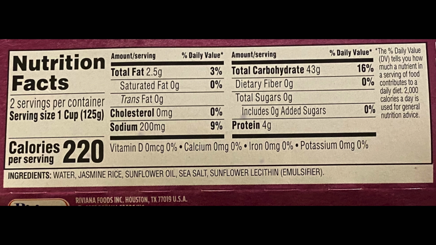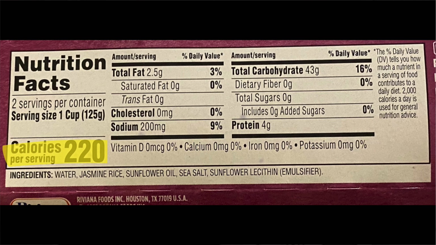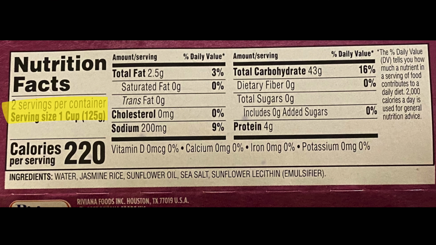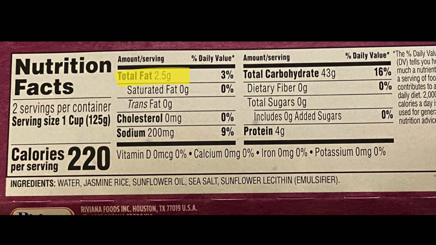For example, I'm going to take this minute jasmine rice and look at the nutrition facts. And the first one that you see is the calories per serving. So for this instance, it has 220 calories per serving. And if you look at the serving size, which is right above that, it says 2 servings per container, serving size 1 cup. You also have the total fat, which is 2.5 grams.